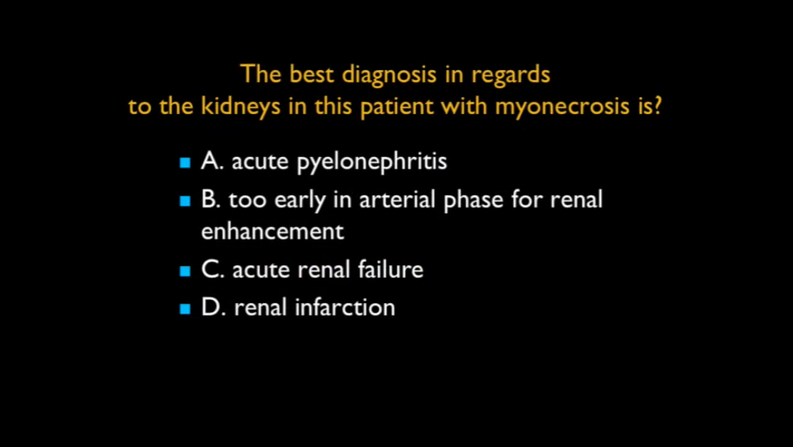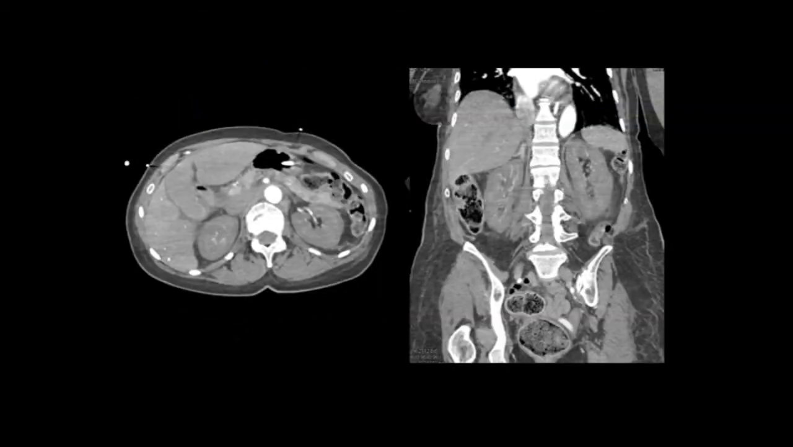This patient has myonecrosis, and I asked you what's the best diagnosis of the kidneys. Well, let's look at the images. You see the patient has a good arterial injection, but you don't see any corticomedullary differentiation in the kidneys. And then you look at the coronals, and basically the kidneys are essentially flat. You know, there's a little bit of enhancement in vessels, but there's no enhancement of the kidney itself. And that's not the appearance of pyelonephritis.